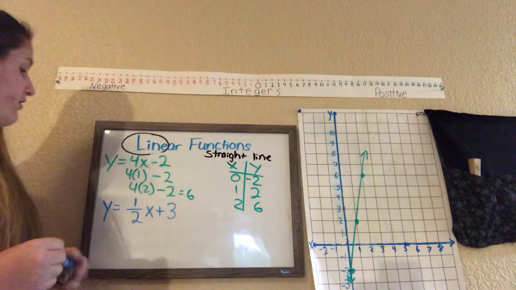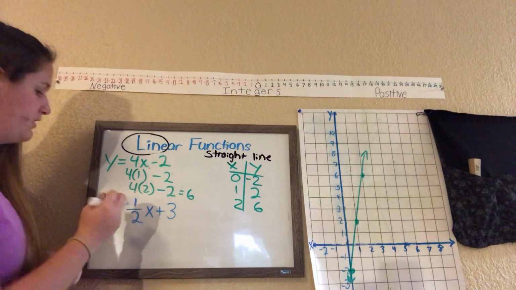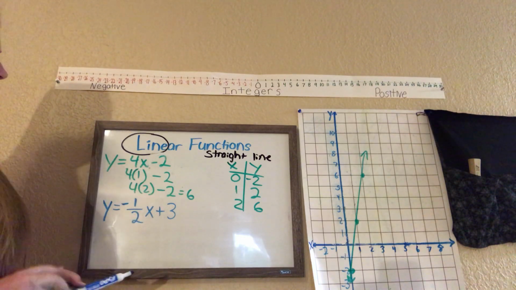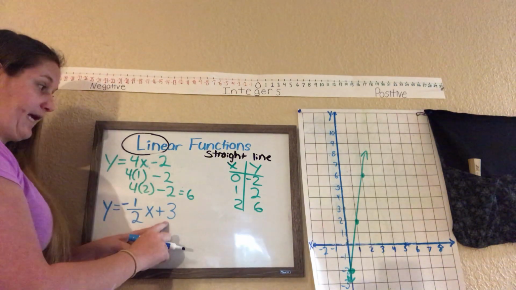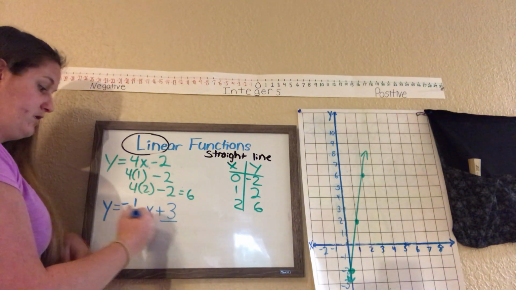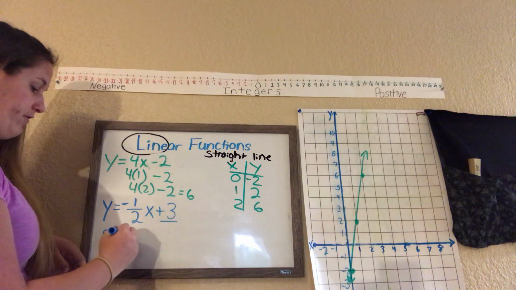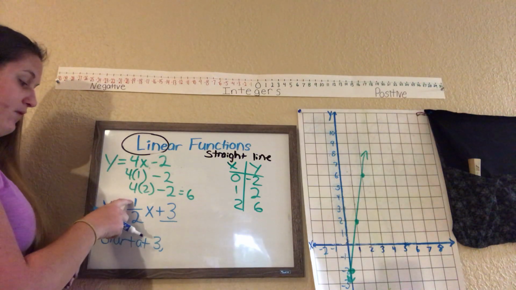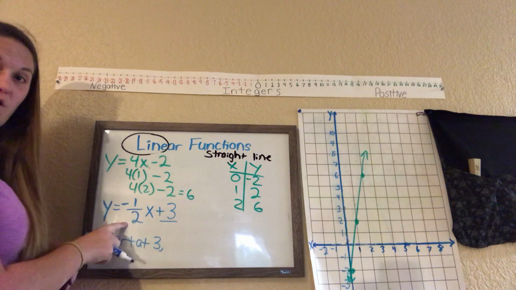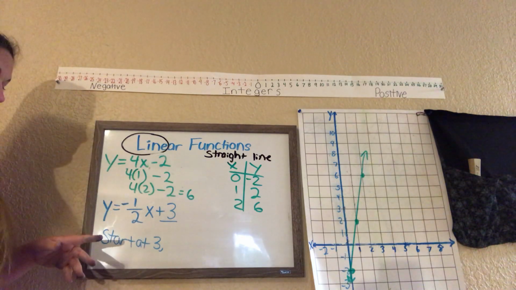Now let's try another equation. Let's make it a negative slope just for fun. All right, we're going to do it once again, both ways, by doing the graphing starting at our y-intercept. So start at 3. And then you're going to go down 1 over 2. That's what your slope is telling you.